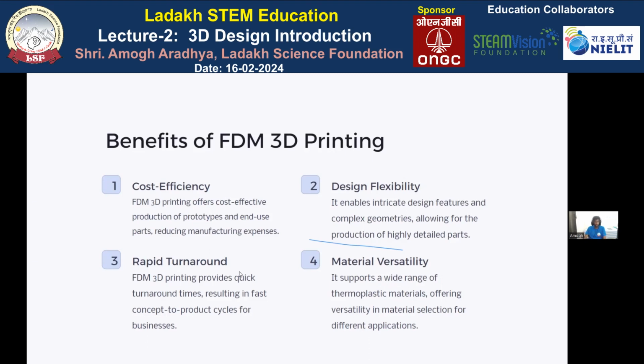And third is rapid turnaround. You can manufacture parts just in time, and it's good for concept-to-product cycles for businesses. And material versatility. So till now, I have talked about a lot of materials: plastics, resin, metal, ceramics. 3D printing will enable printing of any kind of material.